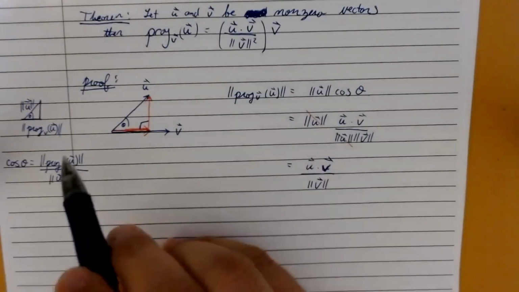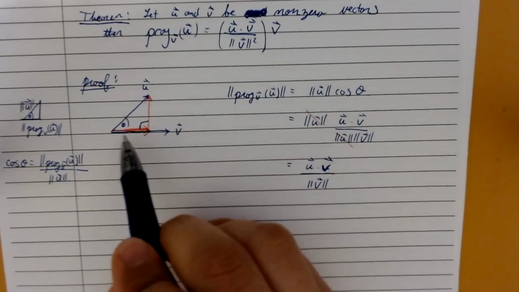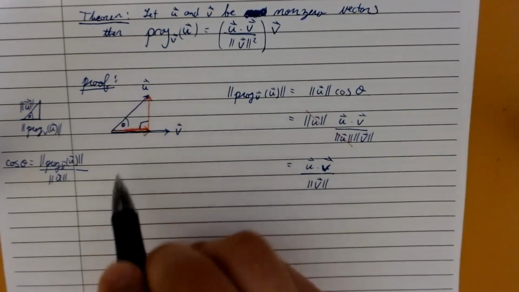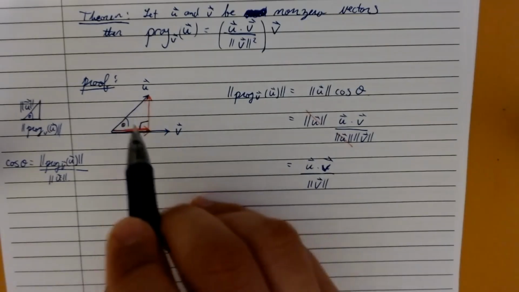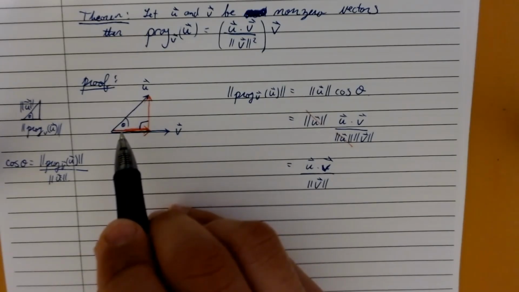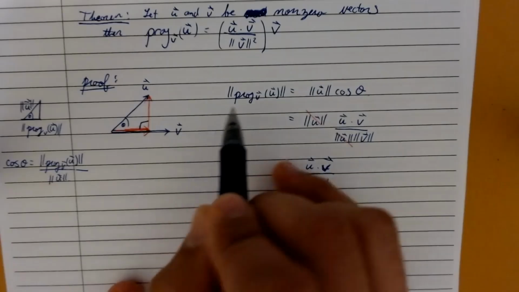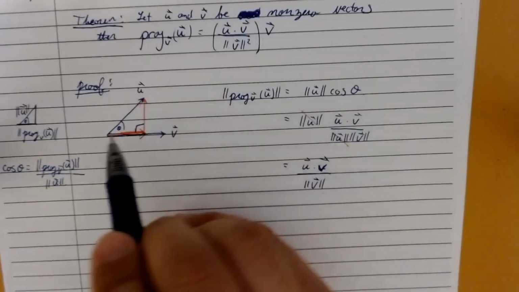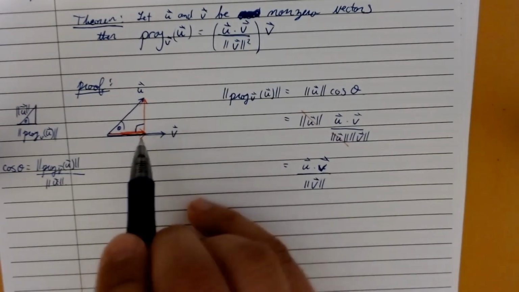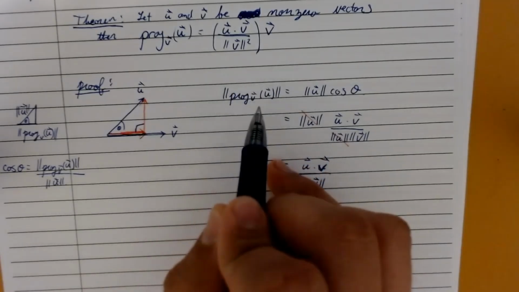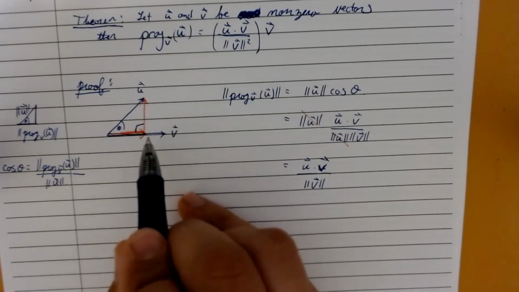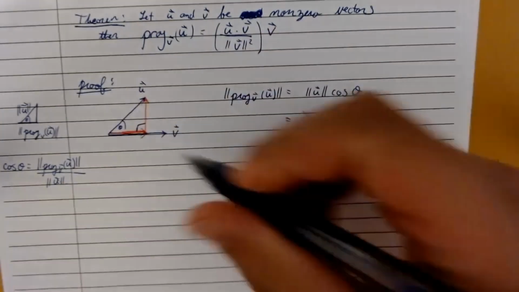Oh yeah, but that's just the magnitude of the projection. I didn't want the magnitude, I want the full projection. Well, I know how long it is. Now I just need to know what direction it's going in. Well, that's easy. It's going in the direction of v. So I need a vector in the direction of v that has this magnitude. I don't know how to find a vector parallel to v with that magnitude directly, but I do know how to find a unit vector in the direction of v.